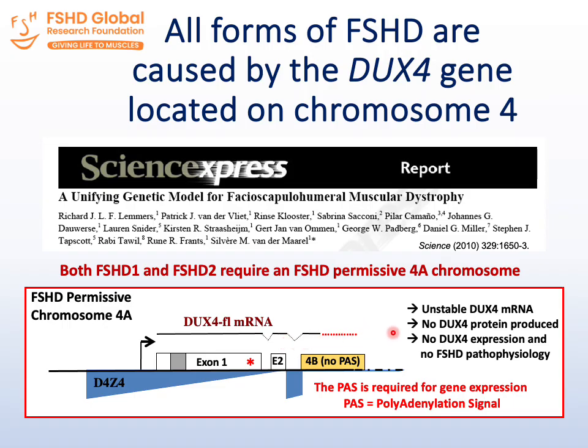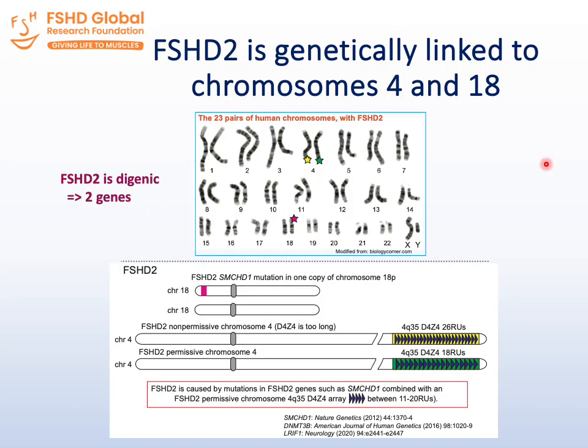It becomes degraded. You never get DUX4 protein, and you do not get FSHD pathophysiology. So that's why you absolutely need the 4A as opposed to the 4B subtelomere. All right, so what about FSHD2?